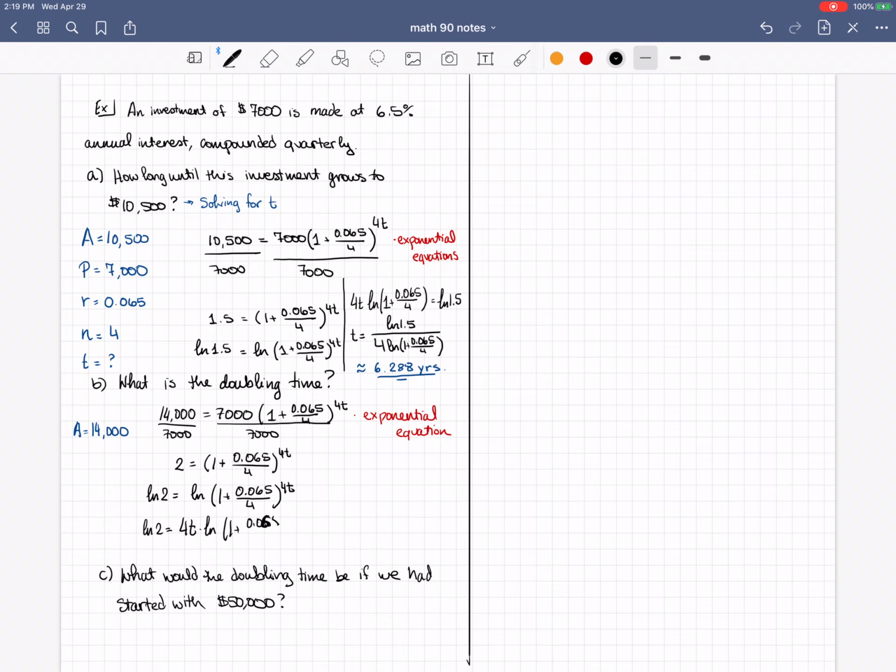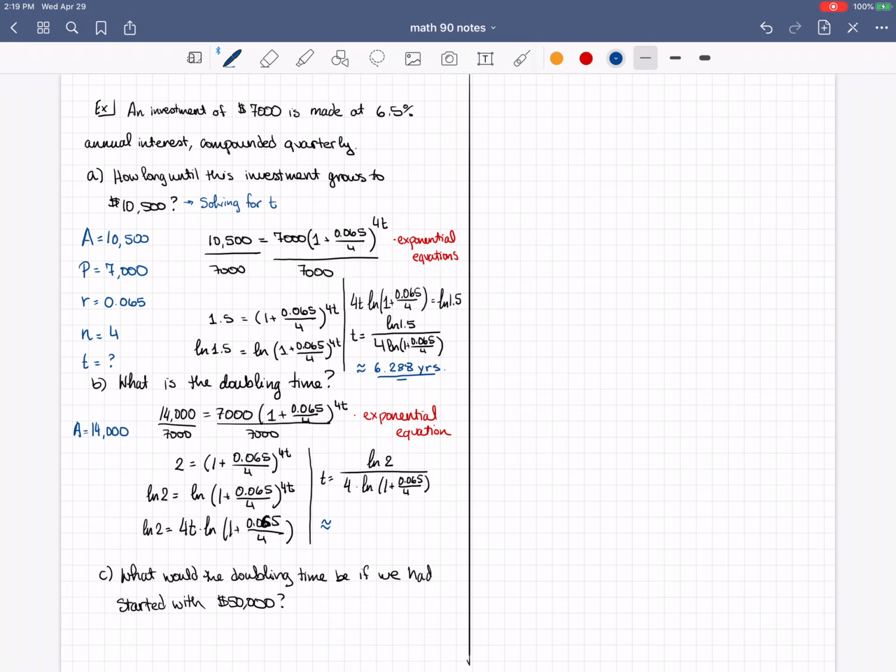And again, since we want t, and t is being multiplied by all this stuff on the right, we're going to divide the natural log of 2 by 4 times the natural log of 1 plus 0.065 over 4. So again, that there is the precise value. But if someone asks you how long is this going to take and you spew a bunch of logs and quotients at them, that's not particularly helpful. So let's see what we get here. So let's punch this in.